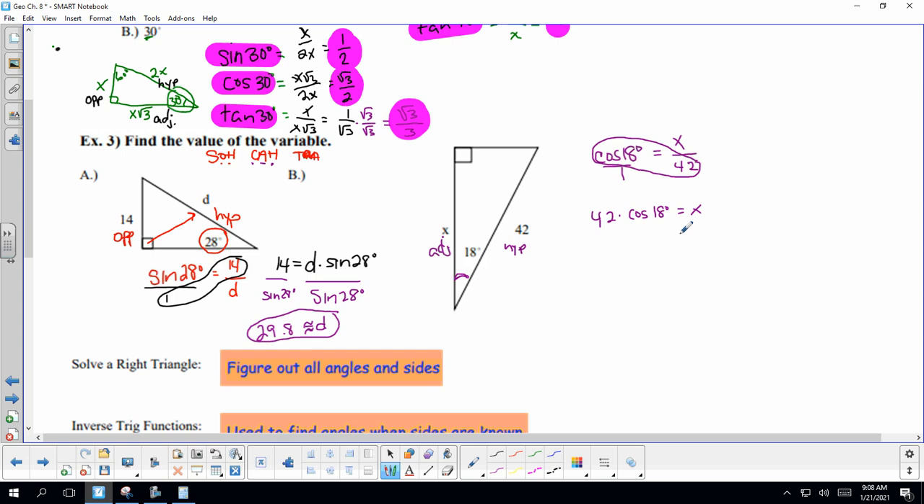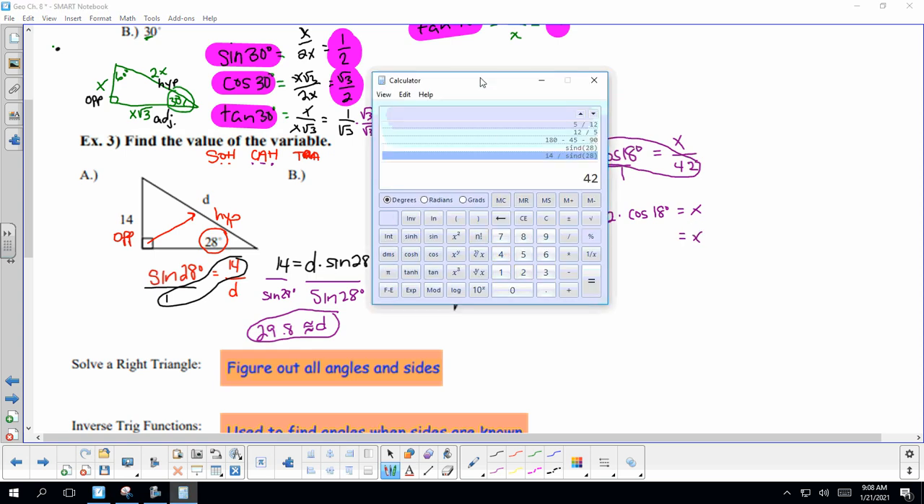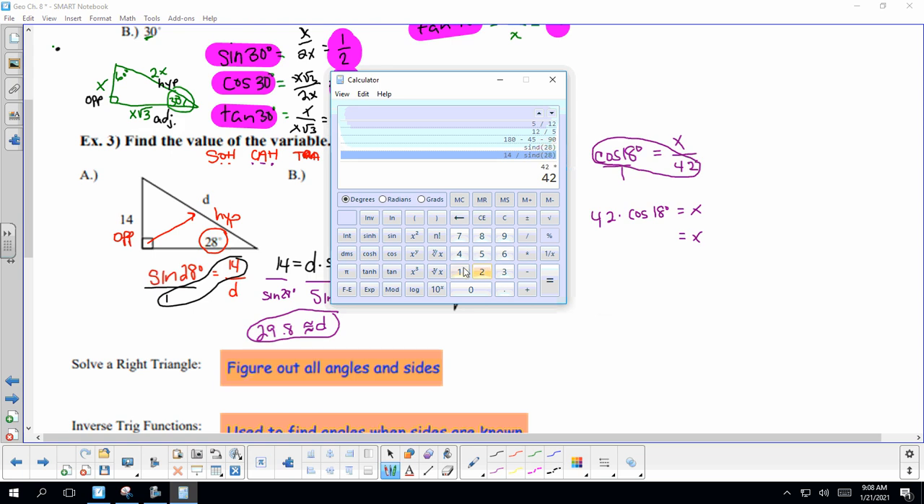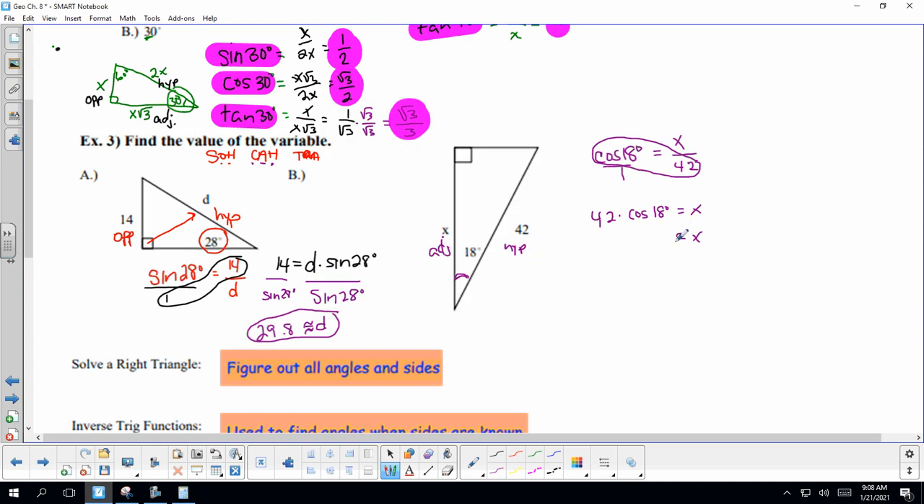So in my calculator, I go 42 times cosine of 18, 39.9, and that is an approximation because we rounded. Yay.